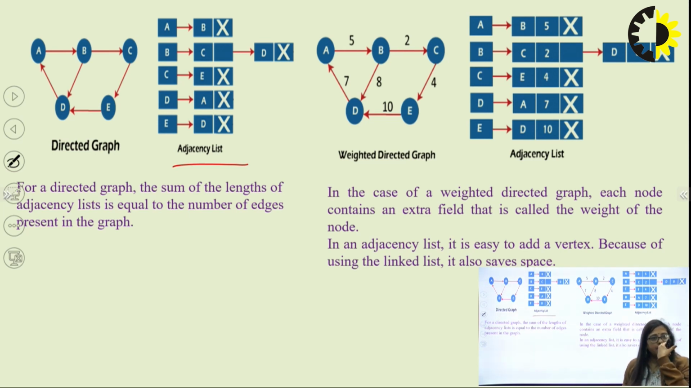Same thing here, but here the weight is present. A to B has weight 5. So you can move A to B, yes, and it is B. And what is the weight? Here we use a 3-part node. The first one is the value, the second one is the weight, and the third one is the pointer, the address of the next node if it is given. So A can easily move to B, so B is the next node, and 5 is the weight of this edge. And can A move directly to any other node? No. So it is null.